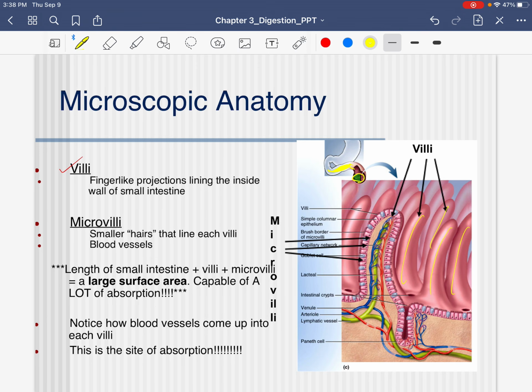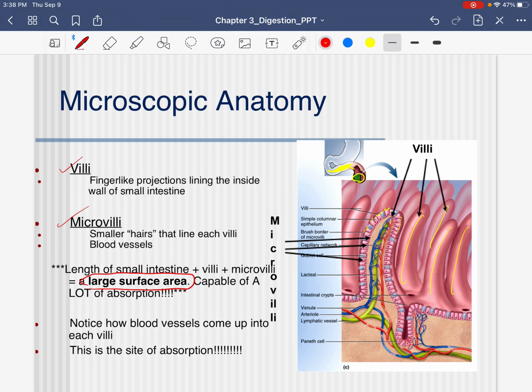And guess what? Even each villus has hairs. Each little villus has little hairs. It's kind of hard to see, but it almost looks like fur. If you look carefully, all these little areas have little fur. Those are microvilli, even smaller hairs on the hairs. The whole idea here is we just maximize surface area.